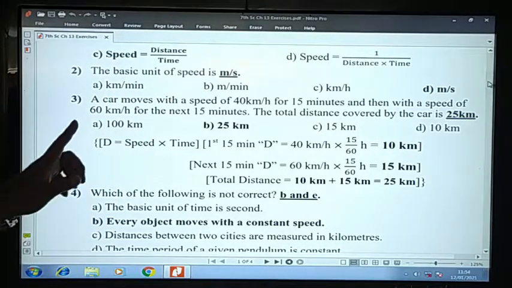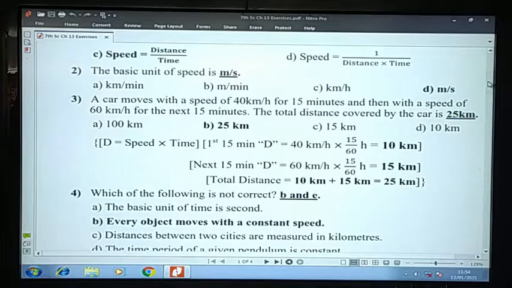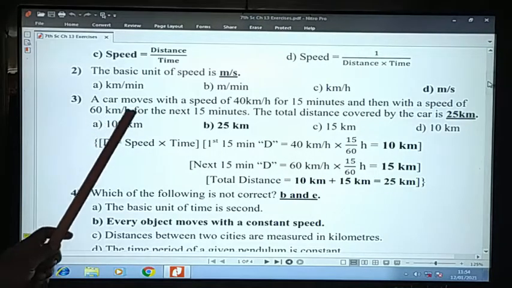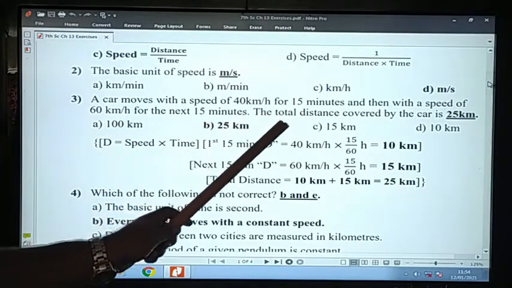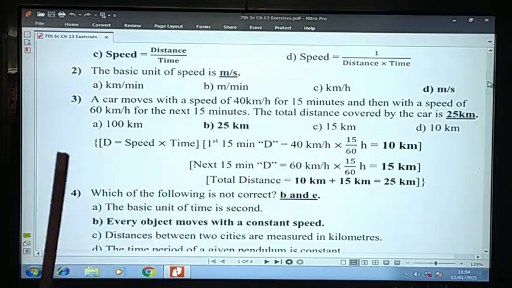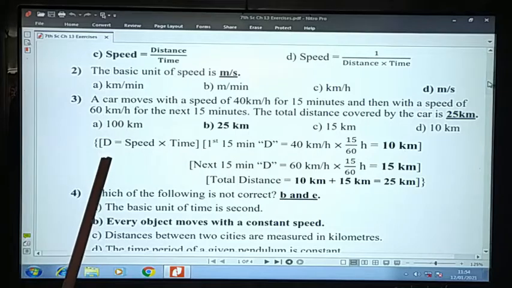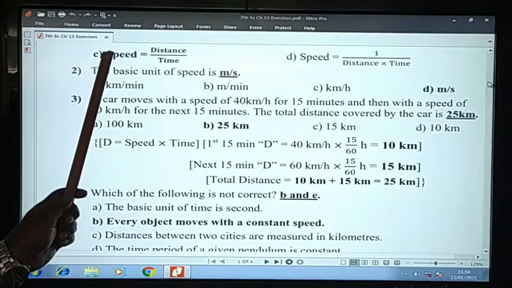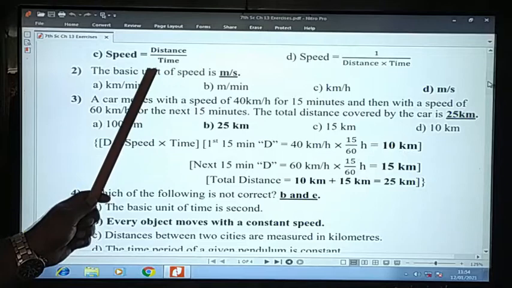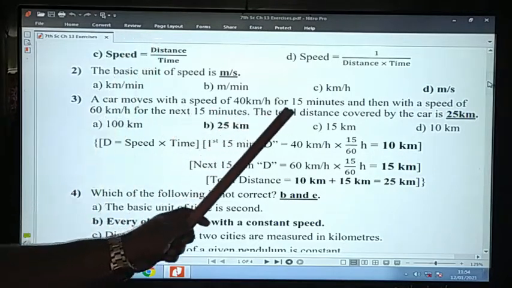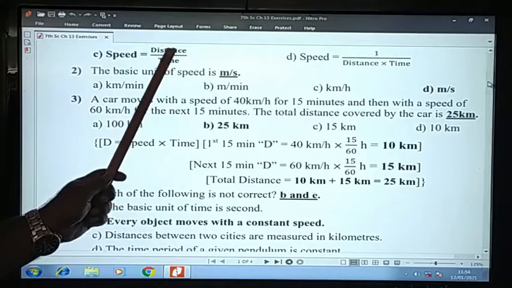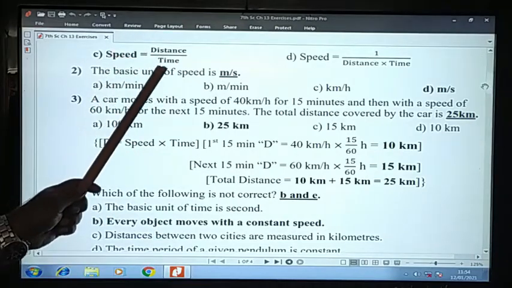Now the third question is, a car moves with a speed of 40 km per hour for 15 minutes and then with a speed of 60 km per hour for the next 15 minutes. The total distance covered by the car is how much? For that, you just need to understand, a car moves with a speed of 40 km per hour for 15 minutes. As we have seen here, speed is equal to distance upon time. We have to find the total distance covered by the car. That means distance is equal to, cross multiplying, speed into time.